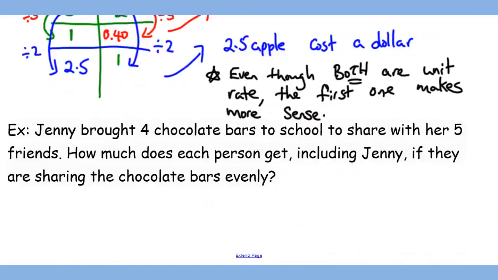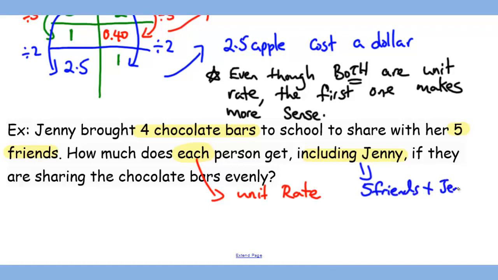In this example, it says that Jenny brought 4 chocolate bars to school to share with 5 of her friends. And how much does each person get, including Jenny, if they are sharing the chocolate bars? So there are 2 things that you need to know. One is that we're looking for each person. That means we are looking for a unit rate. And since we have to include Jenny in this question, we need to do 5 friends plus Jenny, and that gives us 6 people.